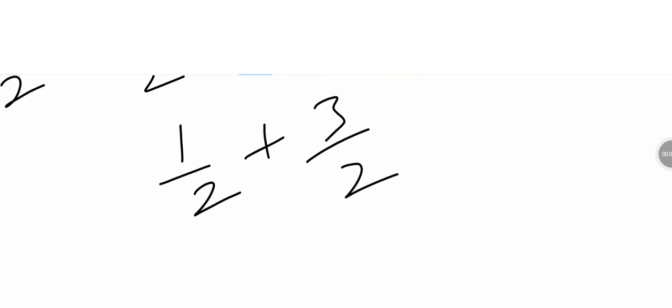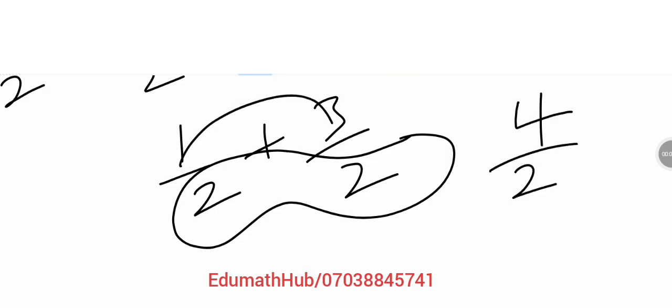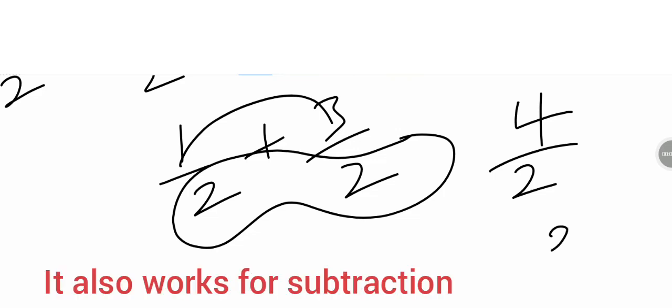Now, let's take the first one. Let's assume you want to add 1 over 2 plus 3 over 2. This one is very straightforward. Anytime you're adding fractions and you see that the bottom part, the denominator, is the same, just take only one of them, then just add the top. 1 plus 3 will give you 4. 4 over 2. Then when you simplify it, 4 over 2 will give you 2.